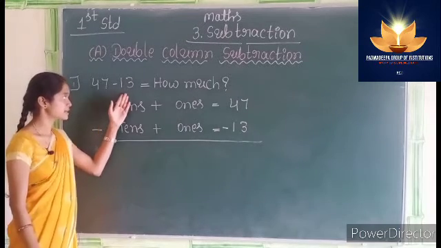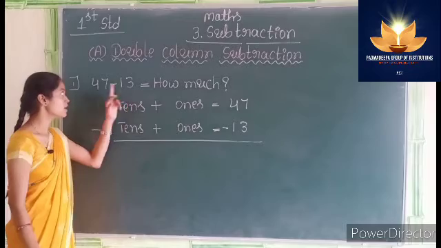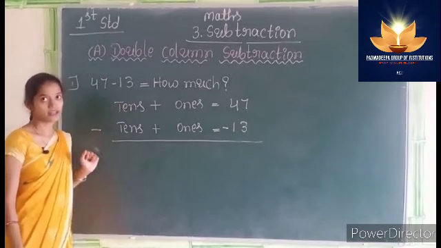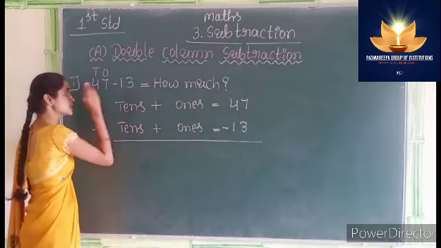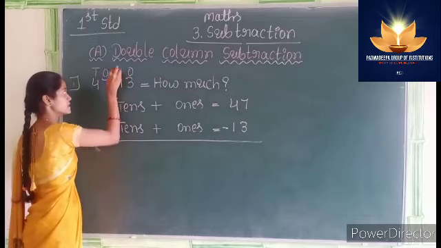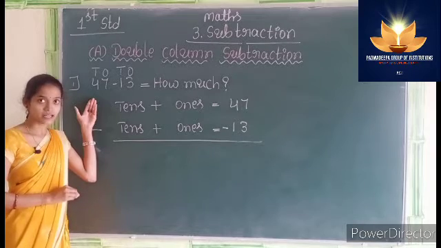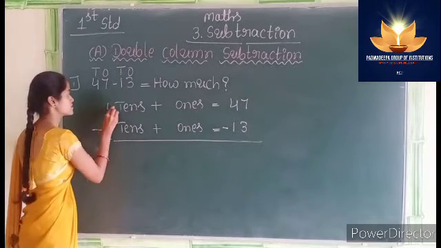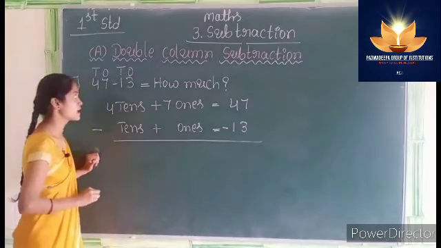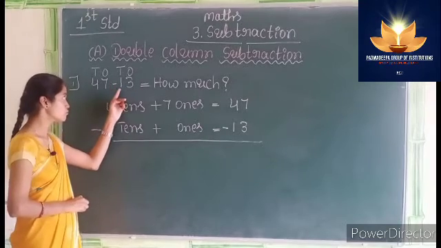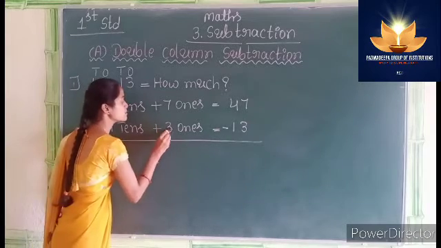47 minus 13 is equal to how much? We have to subtract 13 from this 47. In this 47, this is ones place, this is tens place. In 13, this is ones place and this is tens place. In this 47, how many tens are there? There are 4 tens. And how many ones? 7 ones. And in this 13, there are 1 ten and 3 ones.